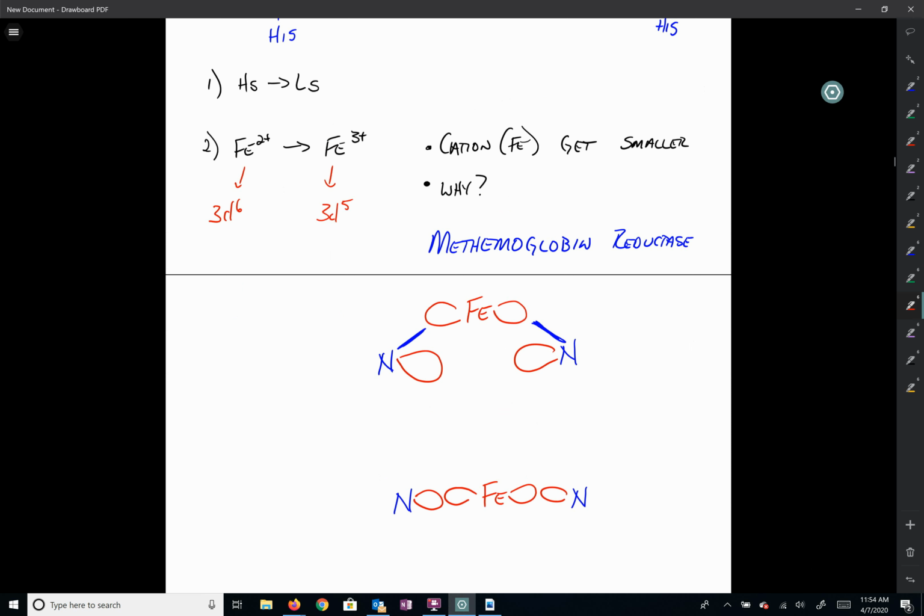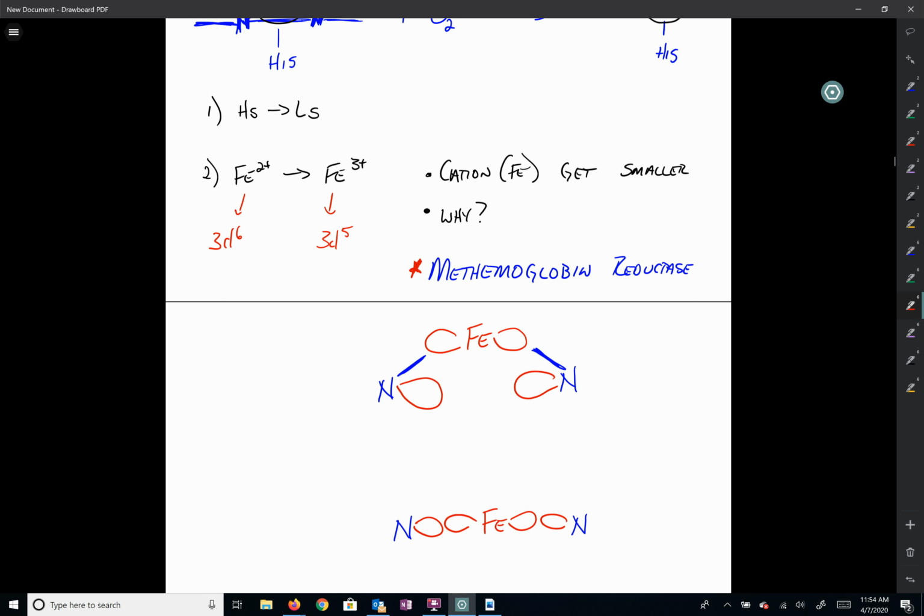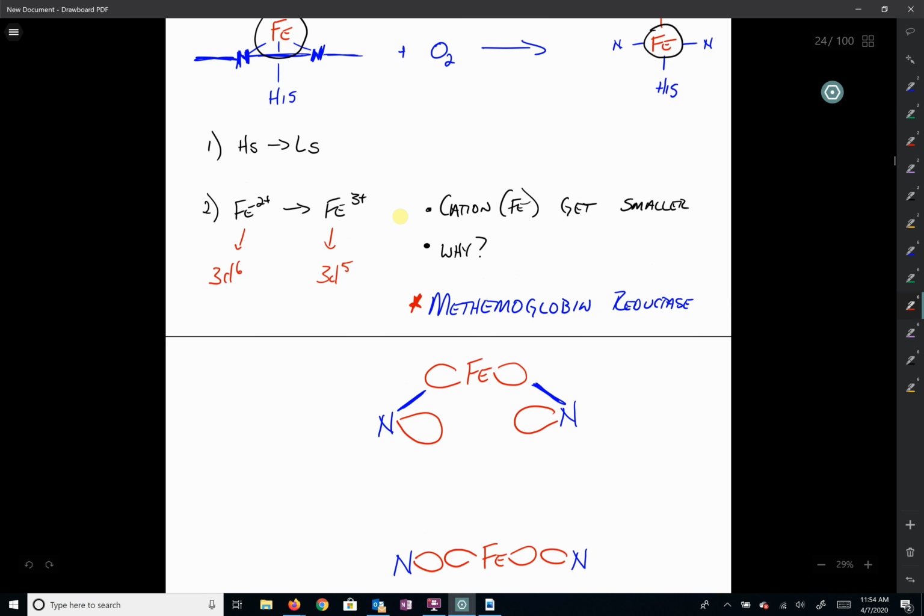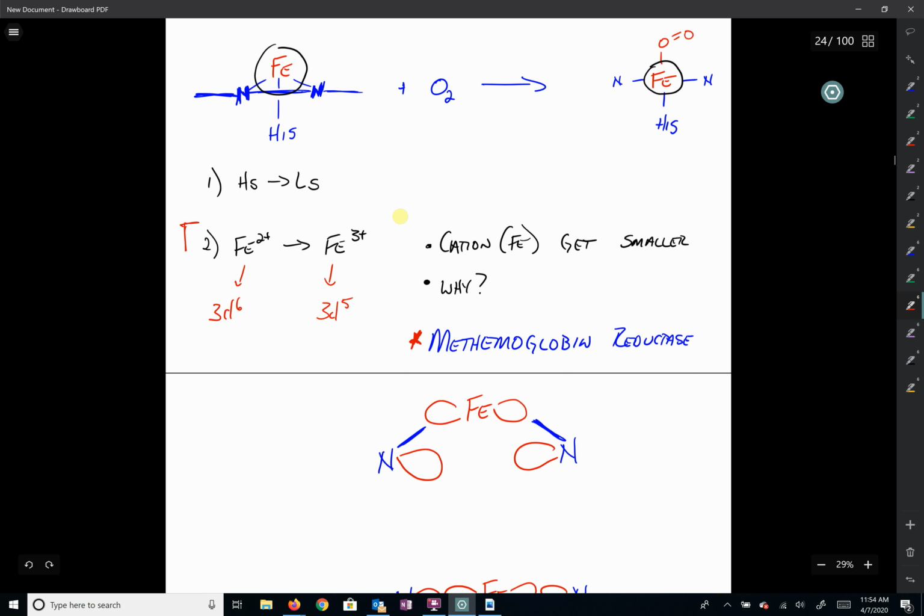Okay, we're not going to talk about this stuff right here, but if you want to pop that into Google, it'll give you some cool information about how that works. Anyway, so one thought is we have a 2+ to 3+ change in oxidation state, which changes the size of the cation, and then it's going to fall in.